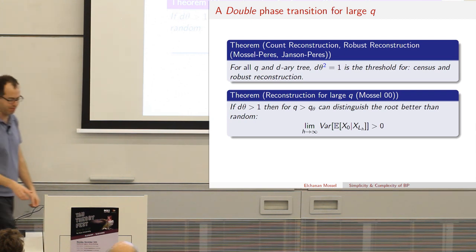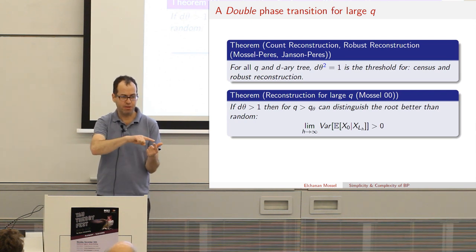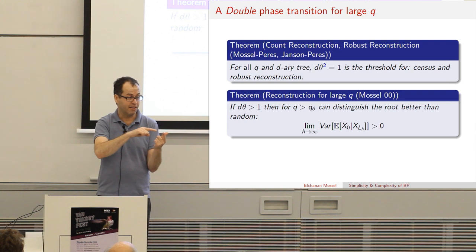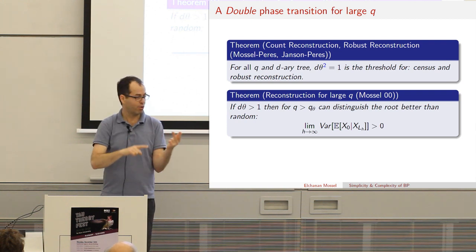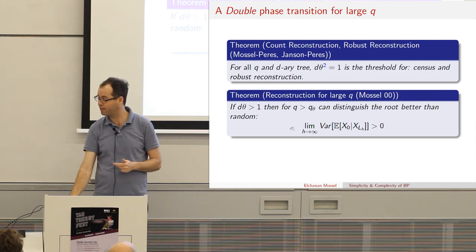So what does the second theorem say? So remember, there's d, there's theta. d is how many children each node has. Theta is the copying probability, and Q is the number of colors. So what I'm going to do is fix d and theta, and take Q very large. So here's the statement.